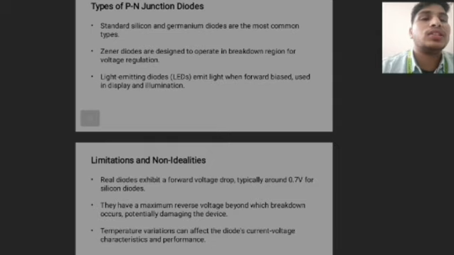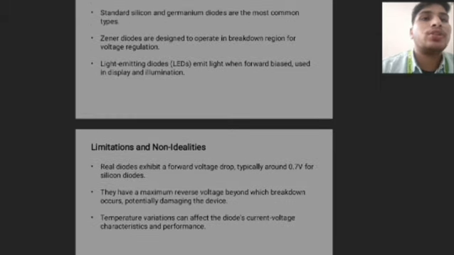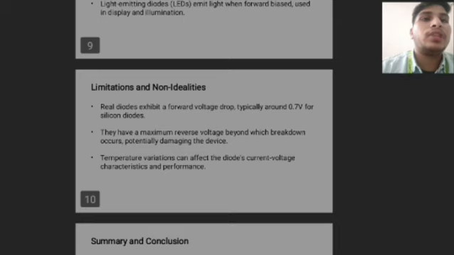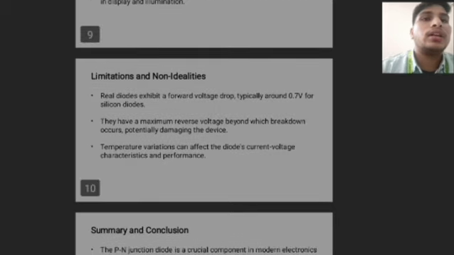Types of PN junction diodes. Standard silicon and germanium diodes are the most common types. Zener diodes are designed to operate in the breakdown region for voltage regulation. Light emitting diodes, or LEDs, emit light when forward biased and are used in display and illumination.